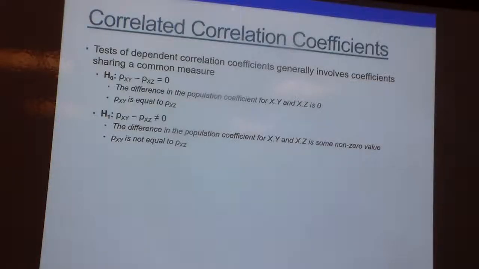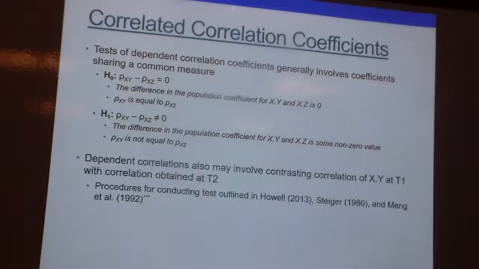We have to take some additional stuff into consideration, right? And so what we're saying is that within the population, the relation between X and Y is different than the relation between X and Z. The way we set this up, we'd say the relation between X and Y, subtract the relation between X and Z, equals 0, because if they're the same, the difference is going to be 0 or something very close. Our alternate hypothesis is that the correlation between X and Y, if we subtract the correlation between X and Z, is going to be some non-zero value, right? So that we've got different correlation coefficients.